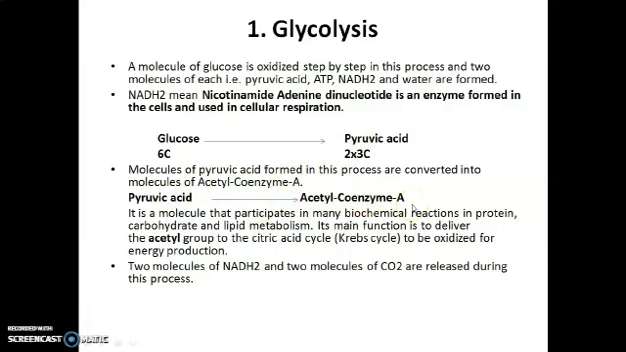Now what is this acetyl coenzyme A? It is a molecule that participates in many biochemical reactions of the different kinds of food that we eat, and its main function is to deliver the acetyl group to the citric acid cycle, also known as the Krebs cycle, to be oxidized for energy production. And in the same process, two molecules of NADH2 and two molecules of carbon dioxide are released.